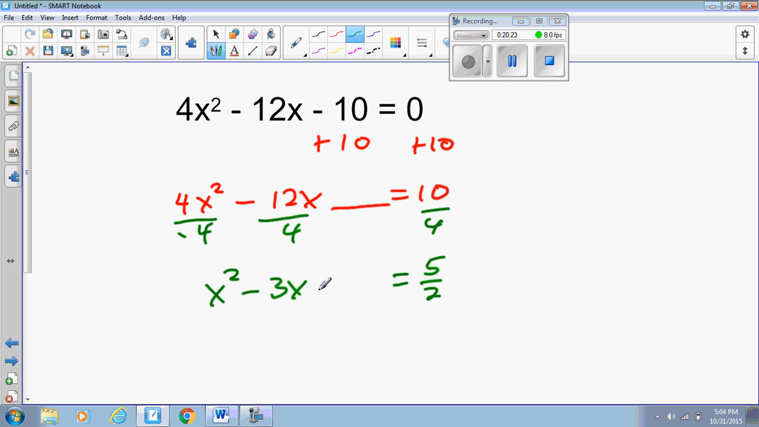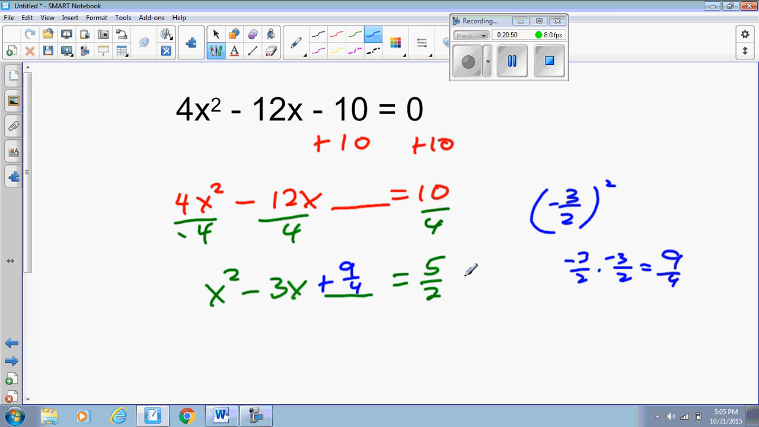Now I got to figure out what number can I put here to make it a perfect square. And again, this is tricky because I have a fraction. So I'm going to have negative 3 over 2 squared, because negative 3 over 2 is half of negative 3. So I have negative 3 over 2 times negative 3 over 2, which is positive 9 over 4. So I'm going to put plus 9 over 4, and on the right side, I also put plus 9 over 4.